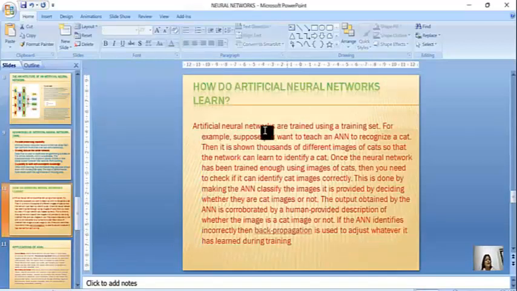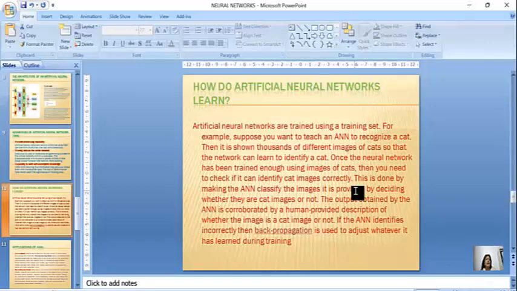Next, artificial neural networks are trained using a training set. Obviously, when an AI product has been devised and launched, there should be a huge training session. Now, for example, suppose we want the ANN to recognize a cat. To recognize a cat, thousands of different images of cats will be inputted. Now, once the neural network has been trained nicely by using different types of images of cats, then you need to check whether the particular artificial neural network is able to identify the cat image correctly or not.